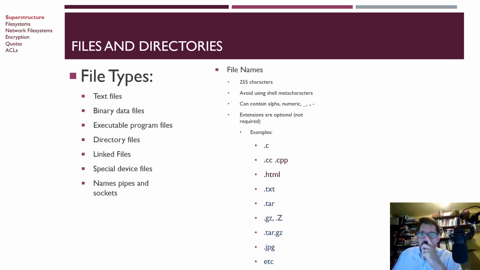File names generally follow conventions. In Linux, file names can be up to 255 characters. You have to avoid using shell meta characters. It can contain alphanumerics, right?